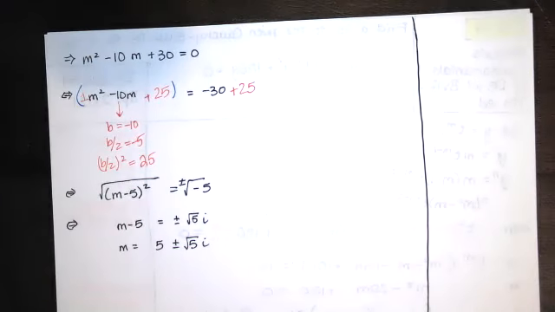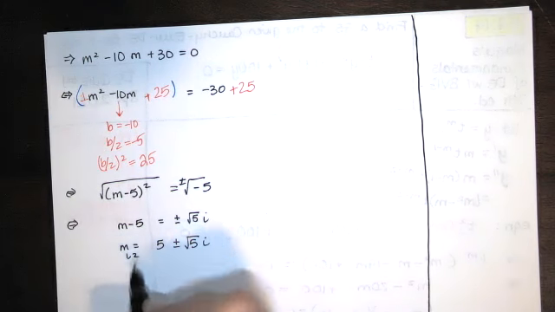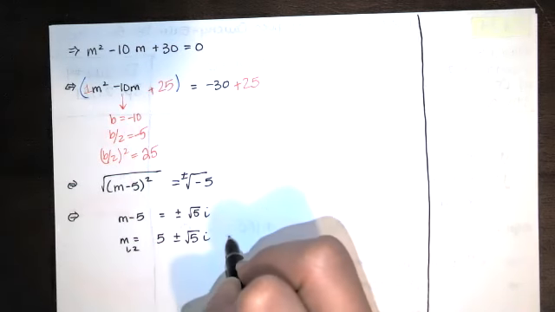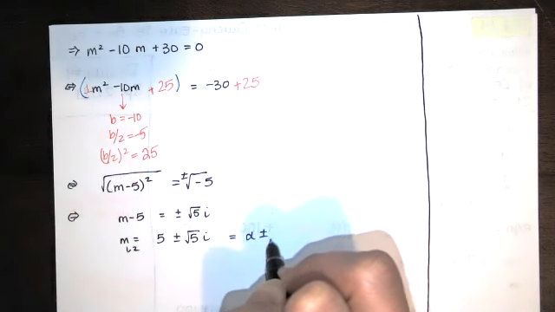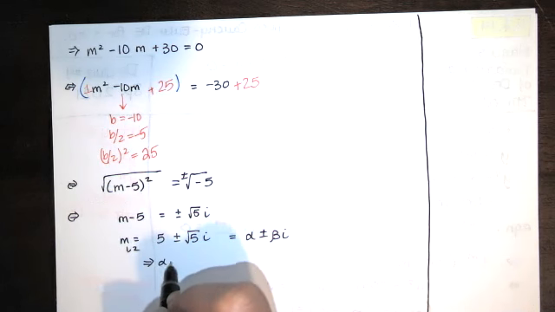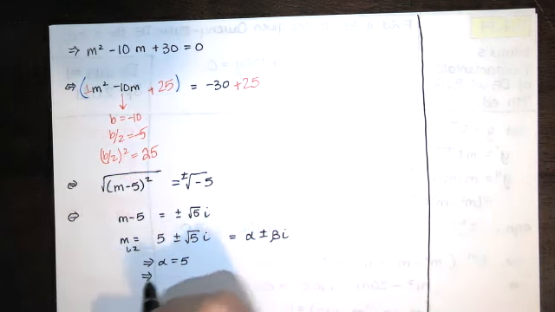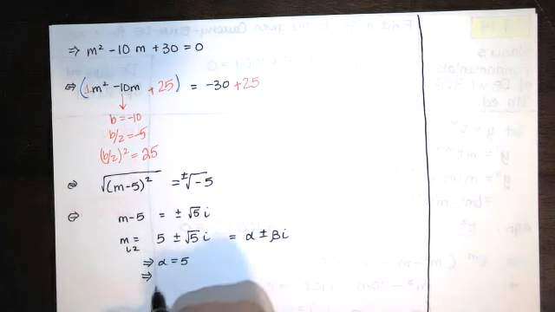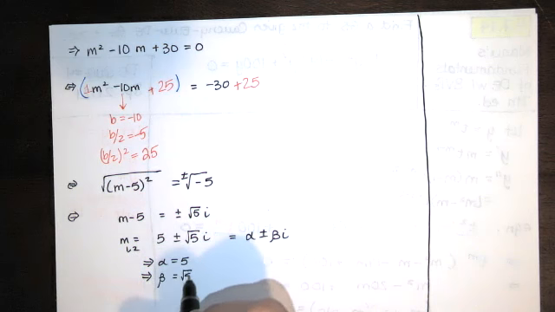And that is a complex conjugate pair. So that's my m1 and my m2. So this is alpha plus or minus beta i. Alpha is the real part, so alpha is 5. And beta is the imaginary part, but you ignore this sign. Beta is always positive, but beta is positive square root of 5.